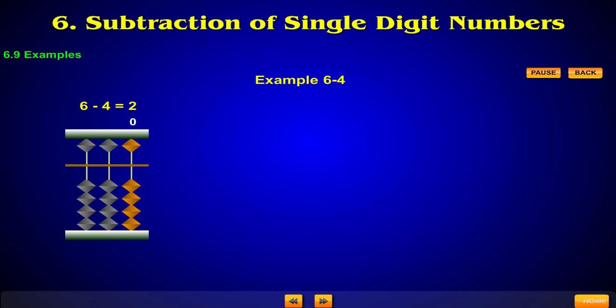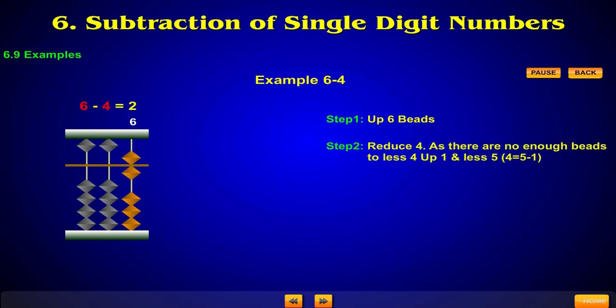Example: 6 minus 4. Step 1. Up 6 beads. Step 2. Reduce 4. As there are not enough beads to less 4, up 1 and less 5. 4 equals 5 minus 1. Step 3. Count the beads.